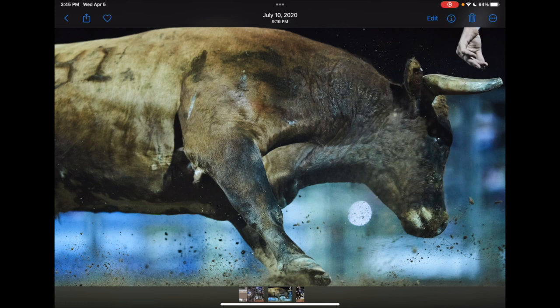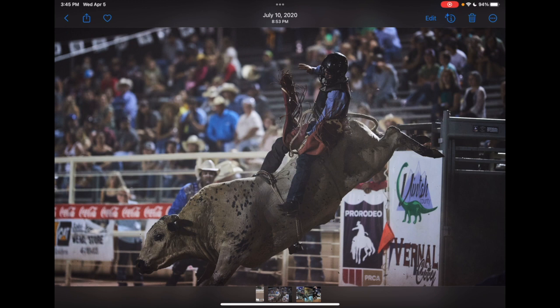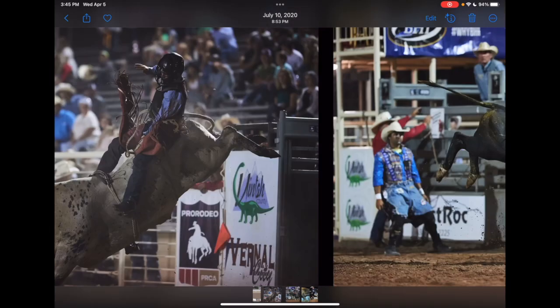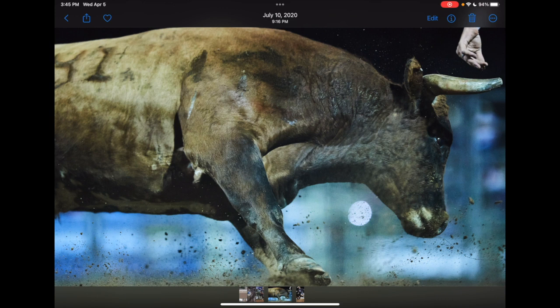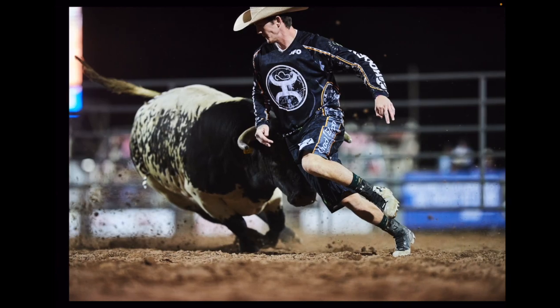Look at how lit up the bull is. Look at how the separation makes the picture look so much better, right? That's because this is happening out in the arena where it's getting the light, and this is happening in a shadow when the light is where it shouldn't be. So that's a pretty big difference, and that's the kind of thing that you should know before you go shoot somewhere. And when you're there, you should be paying attention to it.